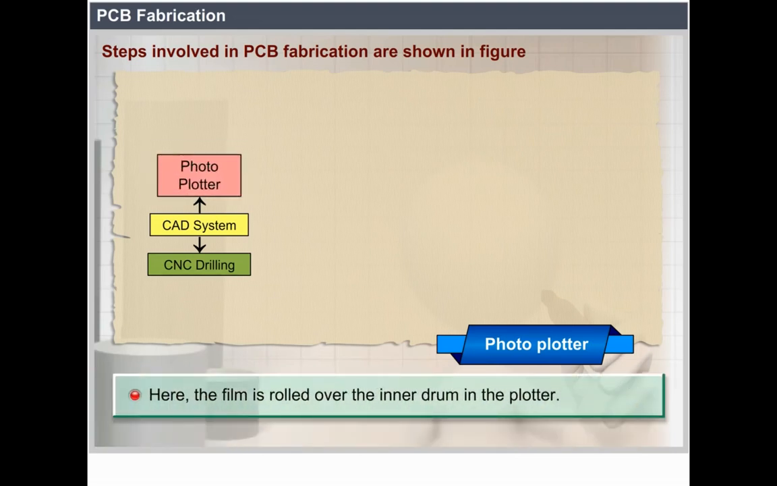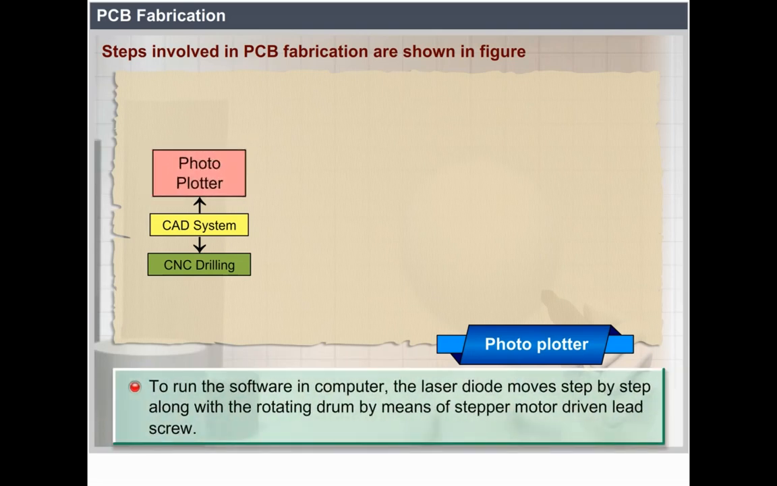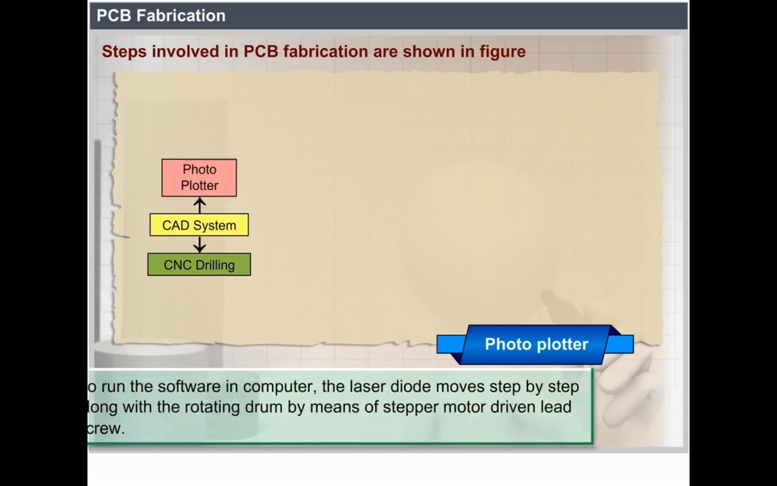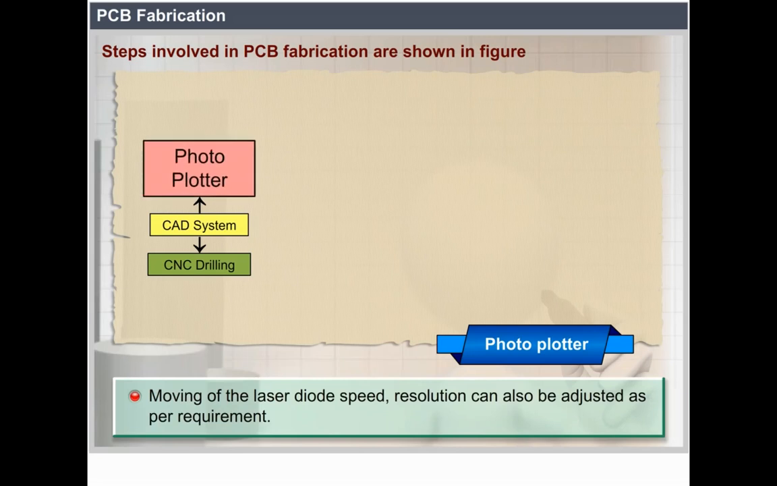Here, the film is rolled over the inner drum in the plotter. On running the software in the computer, the laser diode moves step by step along the rotating drum by means of a stepper-motor-driven lead screw. The laser diode moving speed resolution can also be adjusted as per requirement.